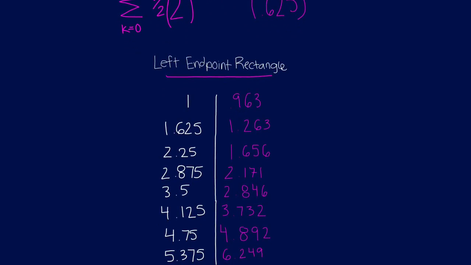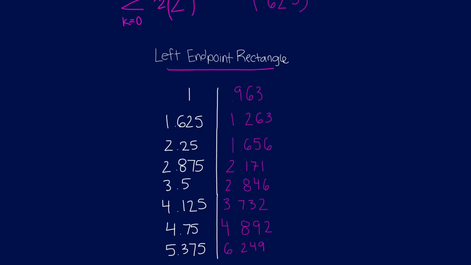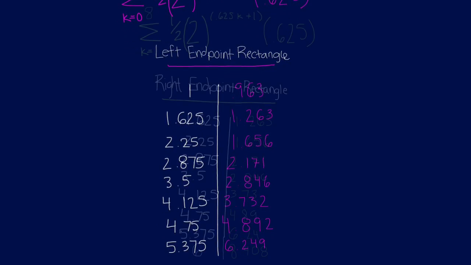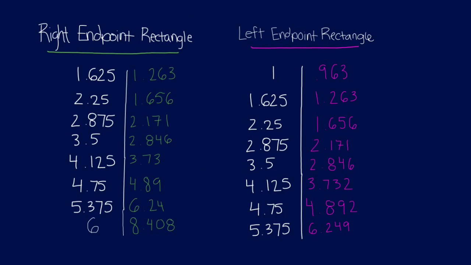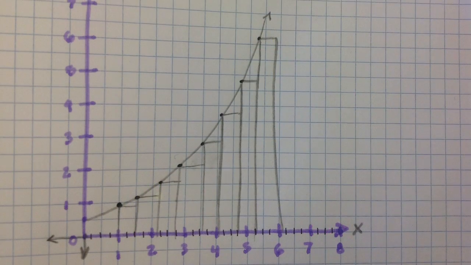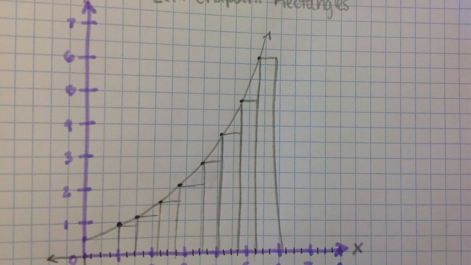In order to do this, we can plug in our x values, x sub 0, x sub 1, and so forth, in for k in our sigma notation equation, y equals 1 half times 2 to the 0.625k plus 1, times 0.625. And that's how we get our y values in each of these tables. Now that we have completed these tables, we can plot these points on our graphs. Once we have plotted the points for our left endpoint rectangle graph, this is what it should look like.